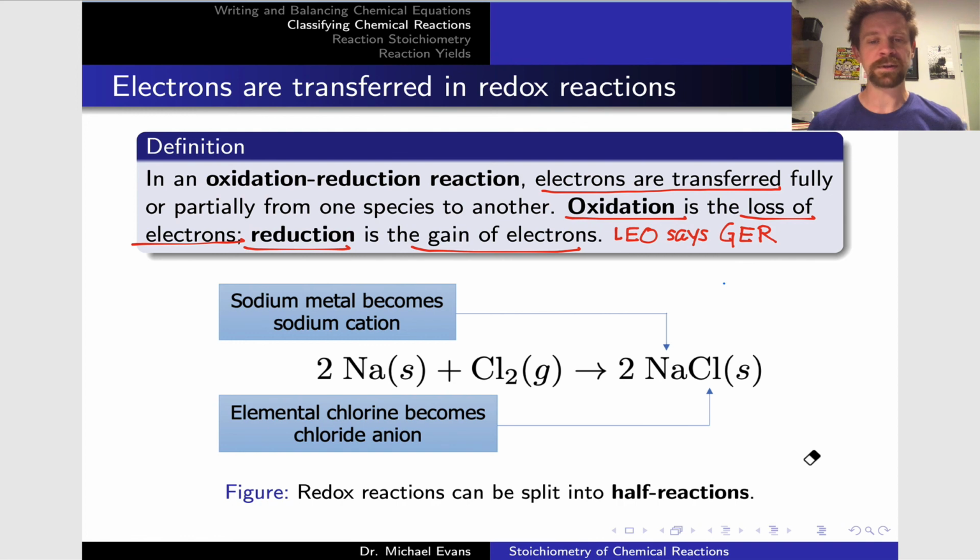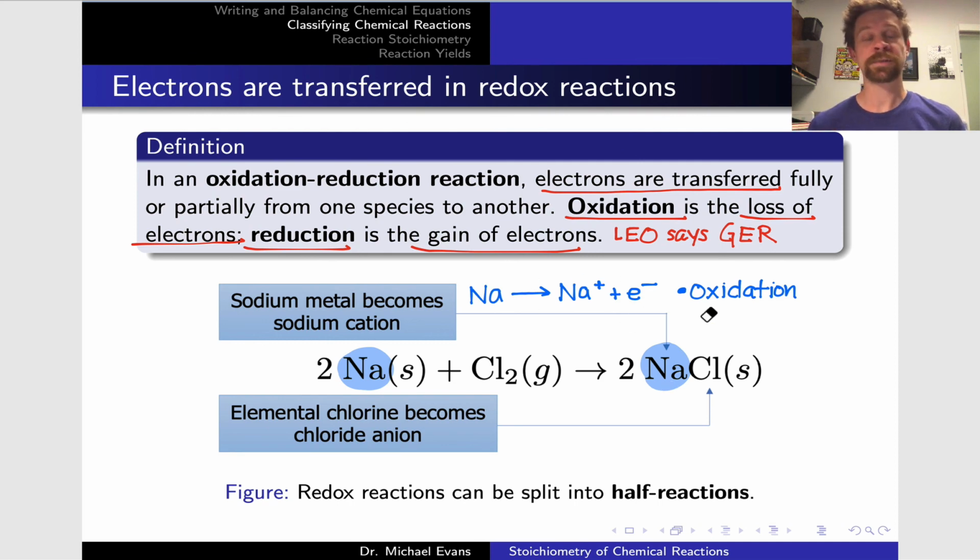So for example, in this reaction, solid sodium metal is combining with chlorine gas to form solid sodium chloride. And so what's happening here in terms of charges is we're going from solid sodium metal, which is basically neutral sodium atoms, to sodium plus cations. That corresponds to an oxidation process, and here's a half reaction that represents it. An electron is liberated from the sodium atom, or given away or lost, and it becomes the sodium cation as a result. So that's oxidation.